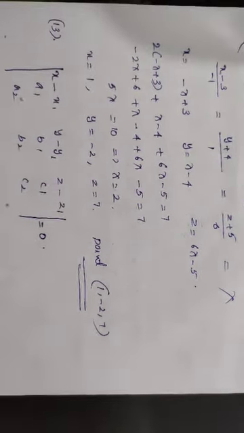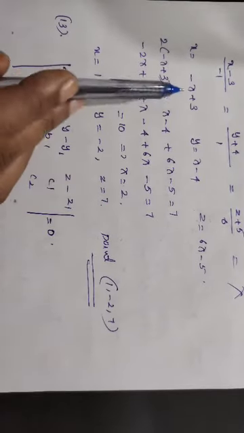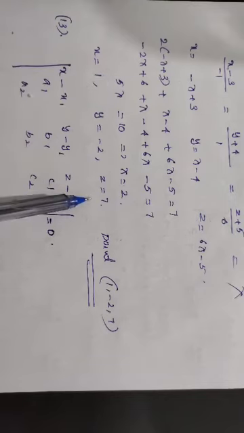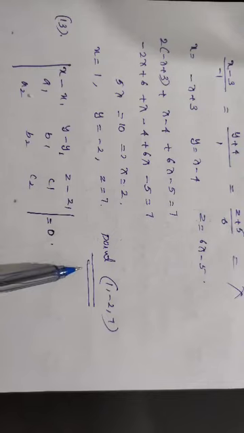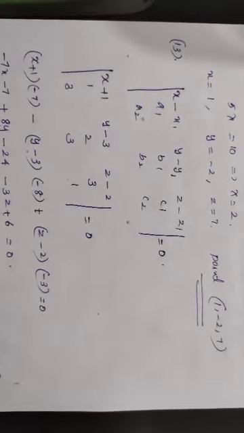Then we will get lambda is equal to 2. By substituting lambda equal to 2, we get x equal to 1, y equal to minus 2 and z equal to 7. So the point is (1, minus 2, 7).